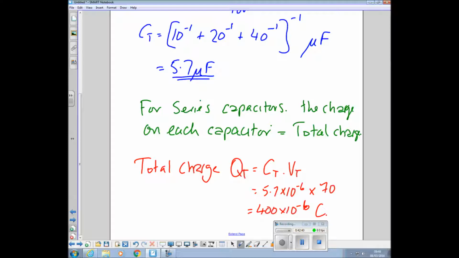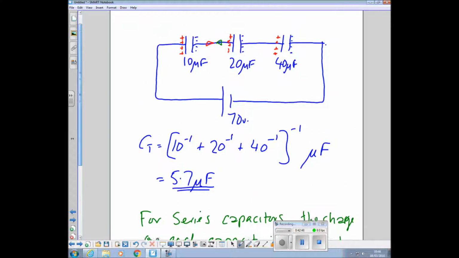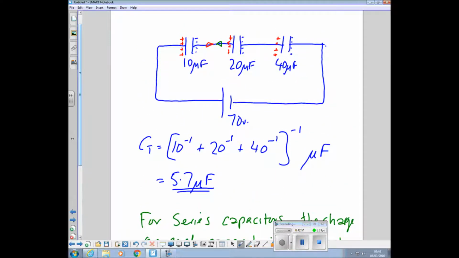So on each of those capacitors, because the total charge is 400 microcoulombs, so 4 pluses and 4 minuses is equal to 400 microcoulombs, therefore we must have 400 microcoulombs there, 400 microcoulombs there, and 400 microcoulombs there. Yeah, everyone following this? Sometimes a little bit difficult to pick this concept up, but we'll get there in the end.